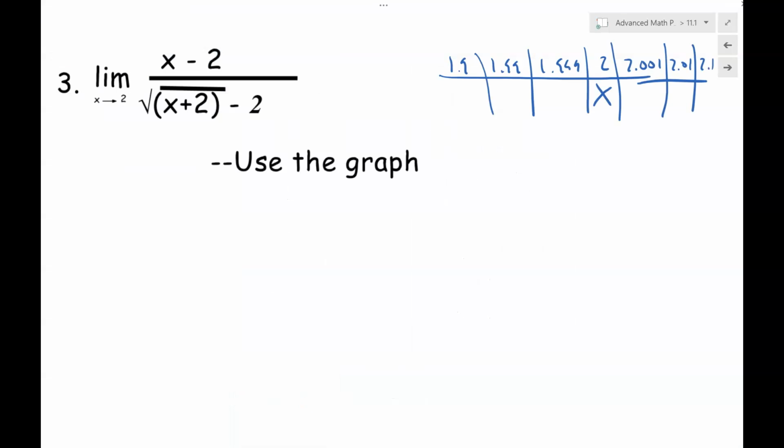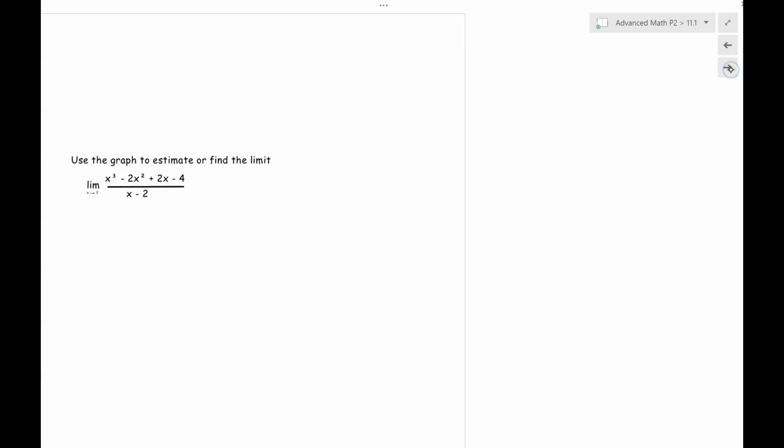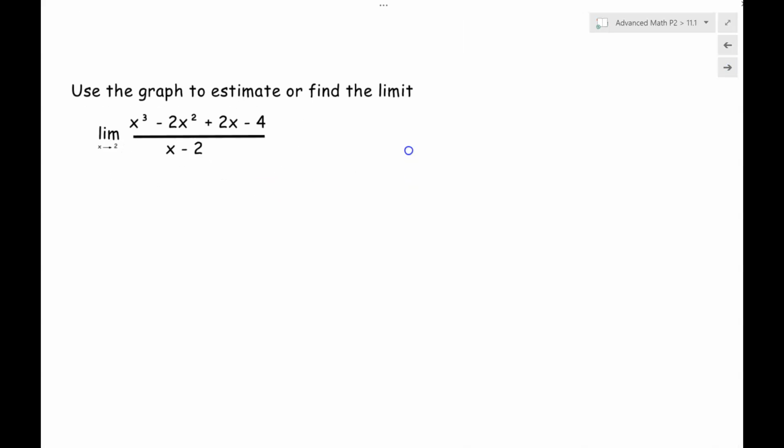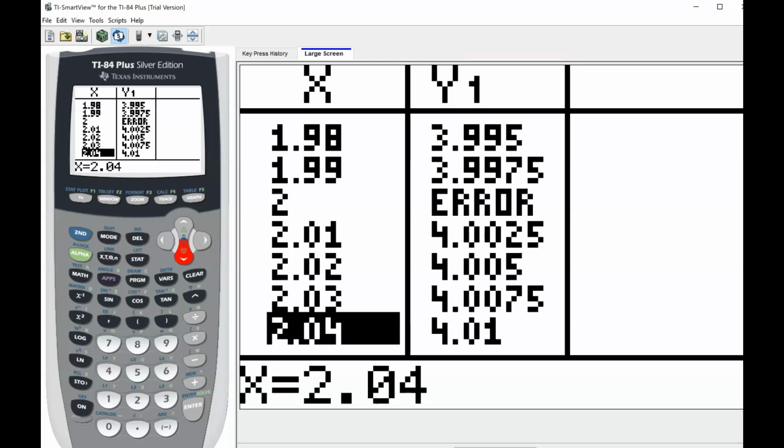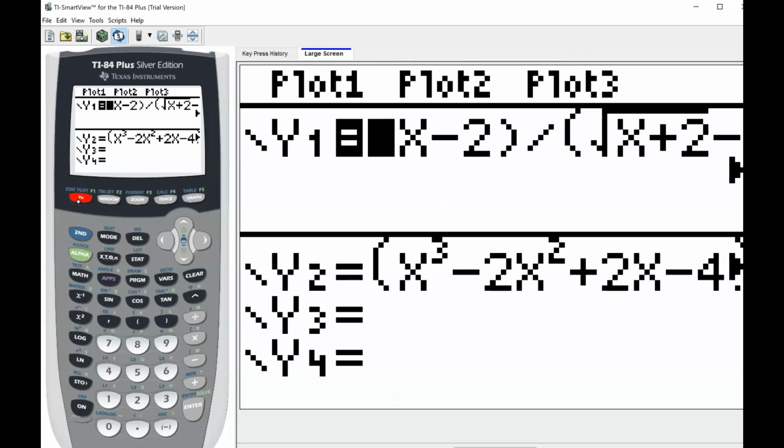Okay, so if we go over here, the answer to this is 4. Again, you could plug in values. It's a little bit more work, or we can just use the graph. All right, so maybe try the same thing. Use the graph to estimate or find the limit. We can type it in. You want to try it on your own, you can first. You could pause it and try it yourself. All right, I already typed it in.